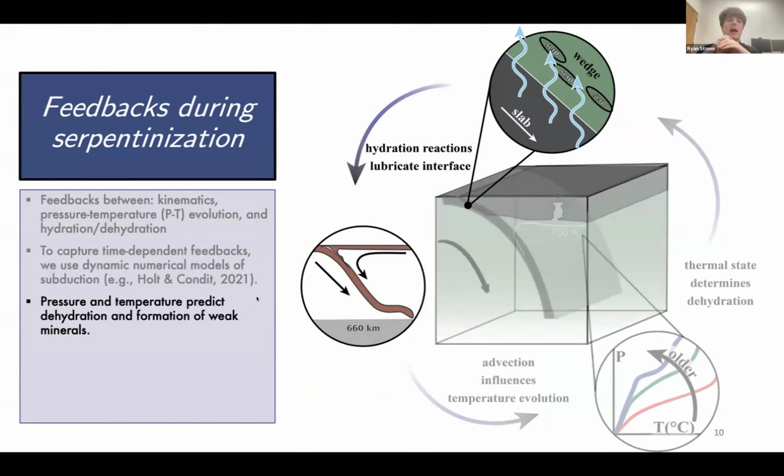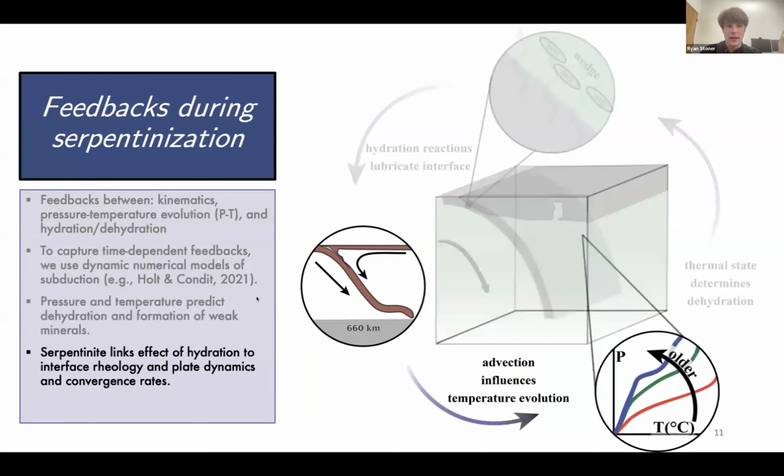Then we can use those pressure and temperature conditions to predict the dehydration and then predict how much serpentinite might form on the plate interface. Then using ASPECT, we can use that to see how that ties back in to kinematics, and then see potentially whether it completes the full loop and affects the pressure and temperature conditions as well.